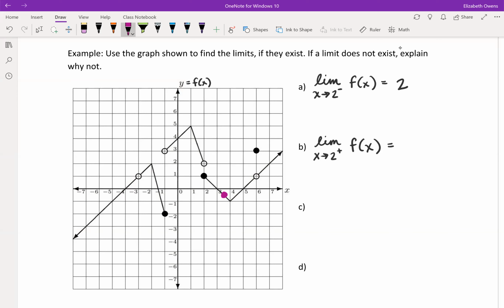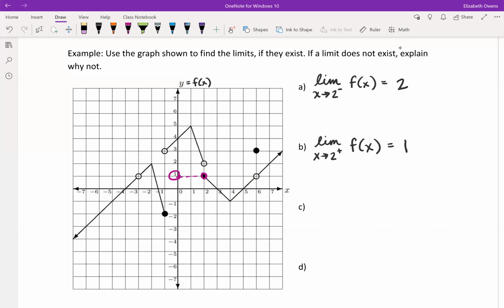And then we're going to trace along the function, letting our x value get closer to 2, coming in from the right. It would be something like this. And it looks like we are approaching this y value right here at 1. And so that is our limit as x approaches 2 from the right of f of x. It's going to be 1.